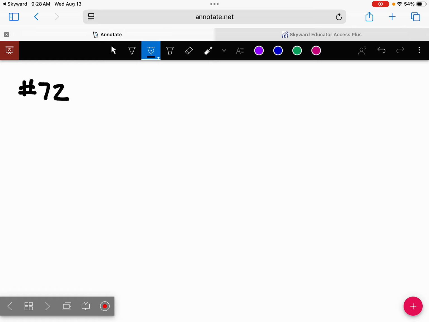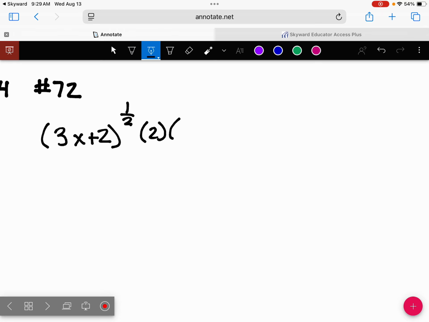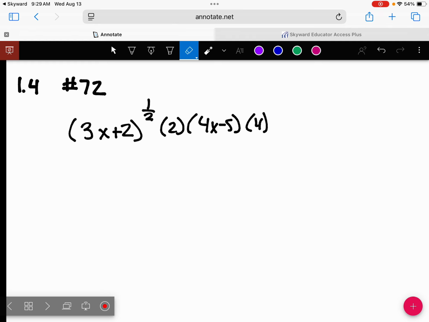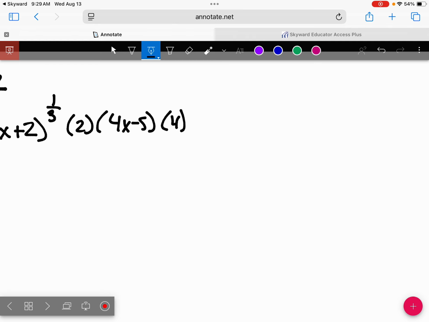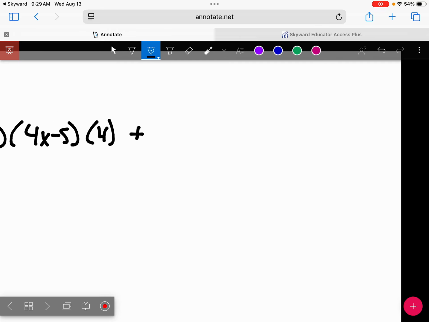Let me write it down. We've got R, 3x plus 2 to the 1/2, times 2, times 4x minus 5, times 4. This is to the 1/3. Oh, it's just because I can't read my handwriting. There we go. It's because I'm looking at the copy and not at the actual textbook. So yes, please let me know if I have anything wrong.